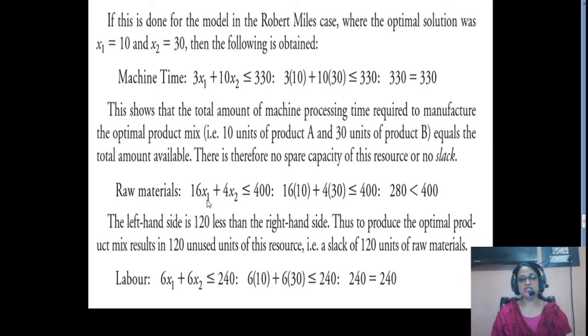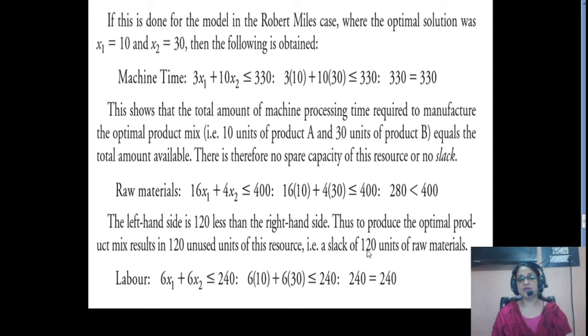Now let us understand with raw material. We are again putting the same values for x1 and x2. 16 multiplied by 10 plus 4 multiplied by 30 will give you 280, right? So this shows that the left hand side is not equal to the right hand side, right? Raw material is available up to 400 kgs, but how much raw material are we consuming? Only 280 kgs. So this is the slack.